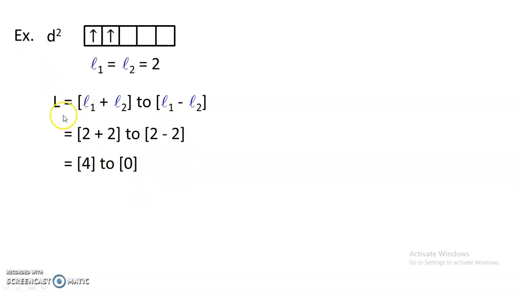So the value of this L, that is the resultant orbital angular quantum number, ranges from 4 to 0, and each value differs from its neighboring value by 1. Therefore the possible L values are 4, 3, 2, 1, 0 or 0, 1, 2, 3, 4, and the corresponding state symbols are G, F, D, P, S.